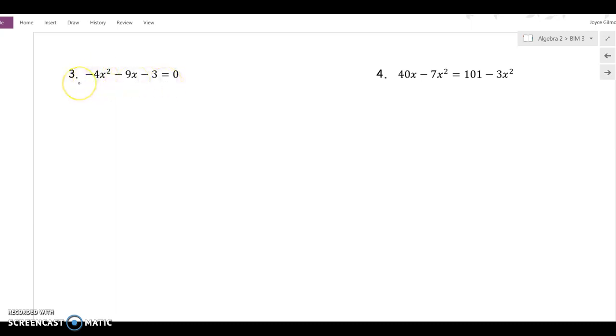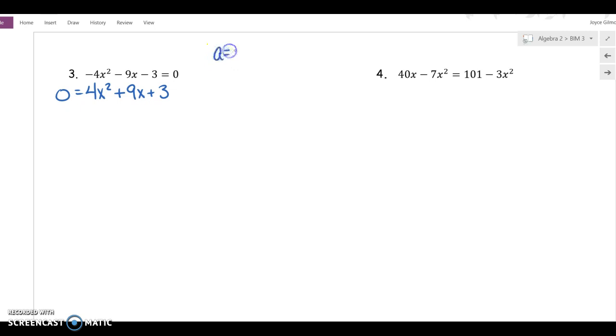So you can do a couple things. You can multiply every single term by -1. You can divide every term by -1. You can think of it as adding 4x squared to both sides, adding 9x to both sides, adding 3 to both sides. But ultimately, you want to get 0 equals positive 4x squared plus 9x plus 3.